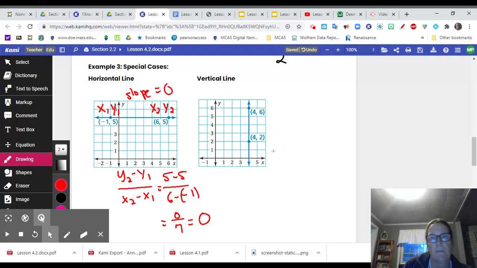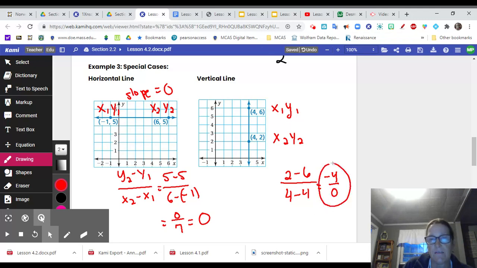Okay. Let's see what happens with the vertical line. Once again, I'm not going to hesitate. See the first point, label it. See the second point, label it. Now, setting up my formula, y2 minus y1, 2 minus 6, x2 minus x1, 4 minus 4. Negative 4 over 0.